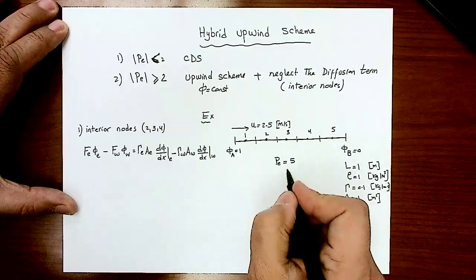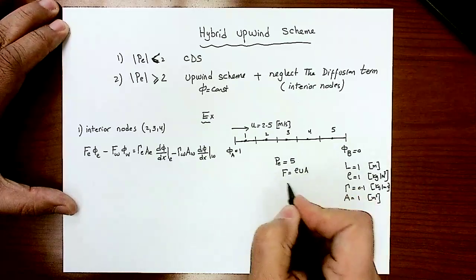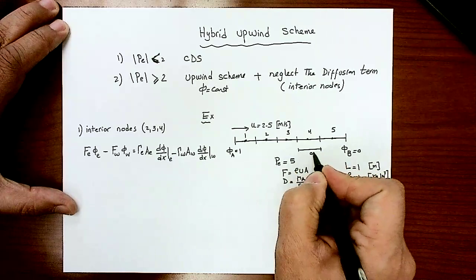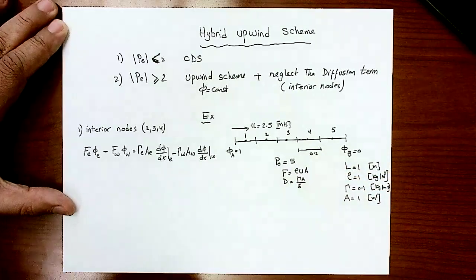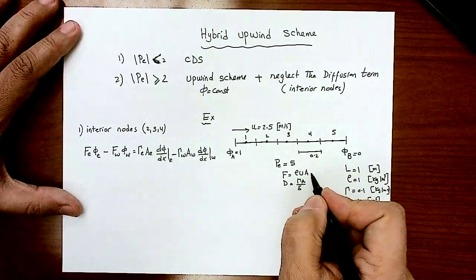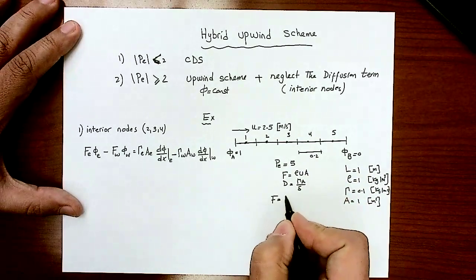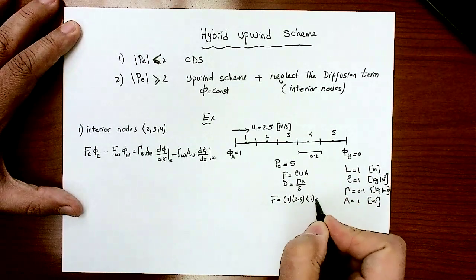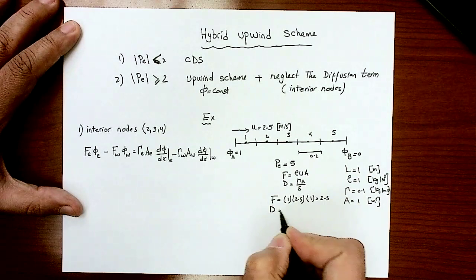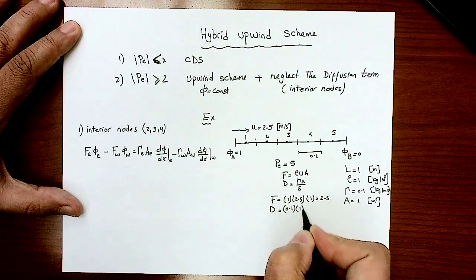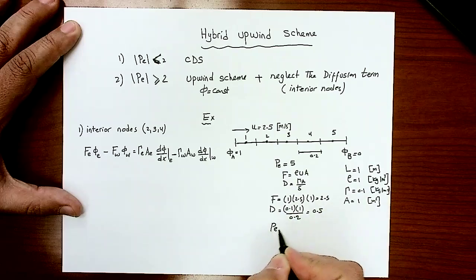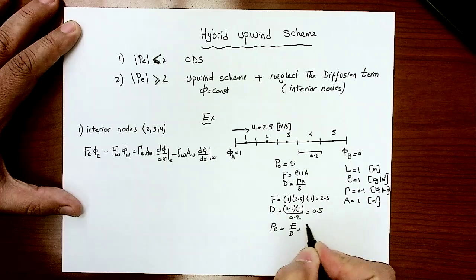If you do the F, rho UA, and if you do the D, which is kappa A over delta, where delta is 0.2, you will end up having a Peclet number equal to 5. Let's calculate this here. F is equal to 1 times 2.5 times A, which is 1, so F is 2.5, and D is 0.1 times 1 divided by 0.2, so it's 0.5. Now the Peclet number, F over D, is 2.5 over 0.5. I'm going to get 5.